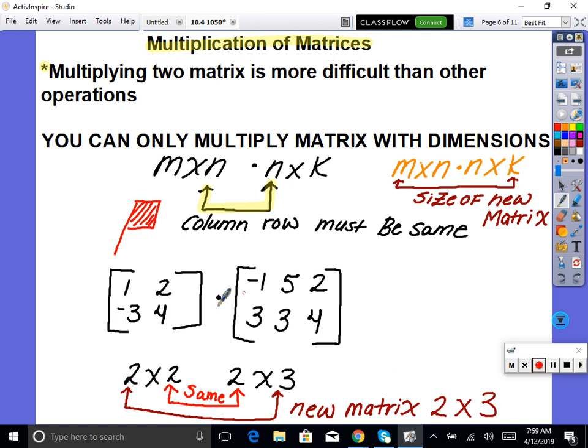I'm actually going to do the same example. I'm going to go to the next slide. Same example. I'm going to actually multiply this out and show you guys how to do it.